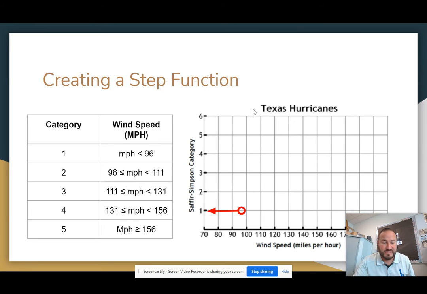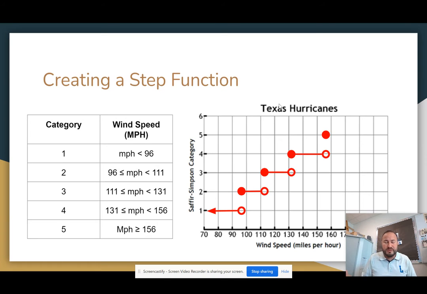And then to denote that it's anything that's less than that, I'll put an arrow off to the left side. I can start my category 2 step by putting in a closed dot on 96, but right on the 2 line, and then making that step all the way up to 111, but that 111 has got to be open, and I'll connect those. So anything that's between those 2 values, that's what the step's going to look like. And I'm going to continue this process to do my category 3, my category 4.